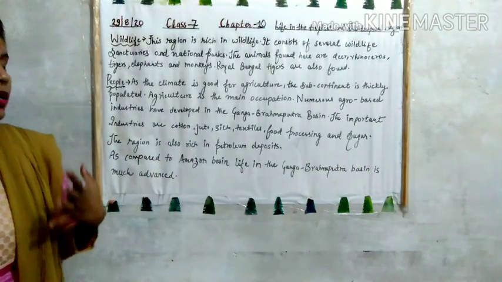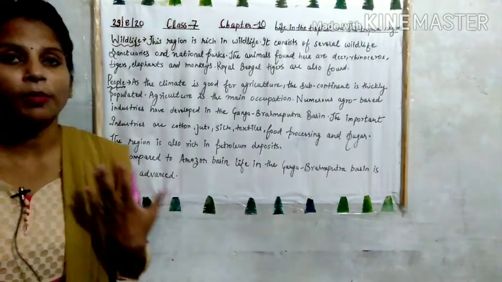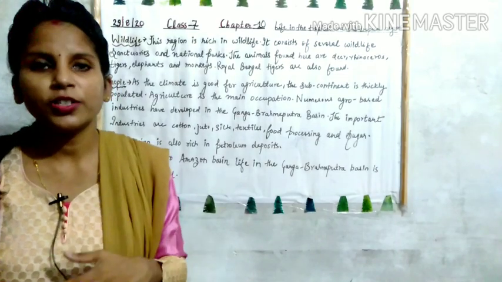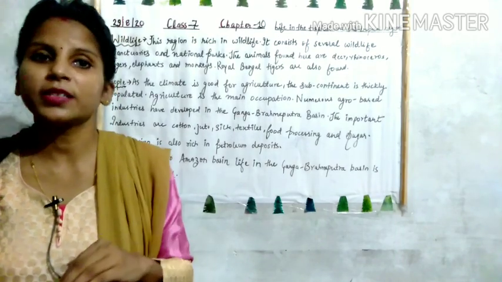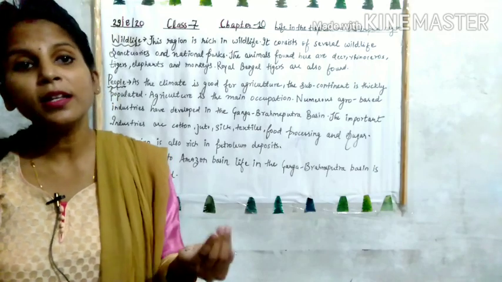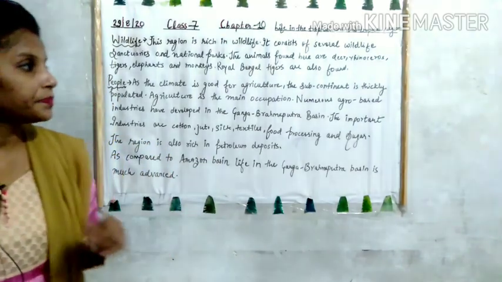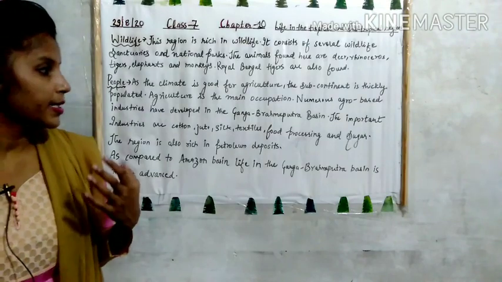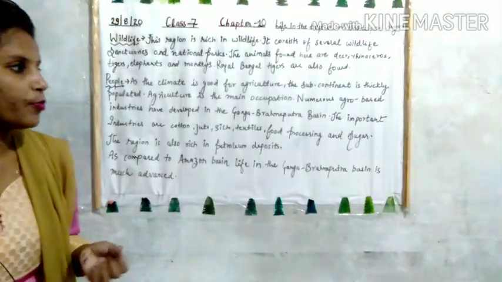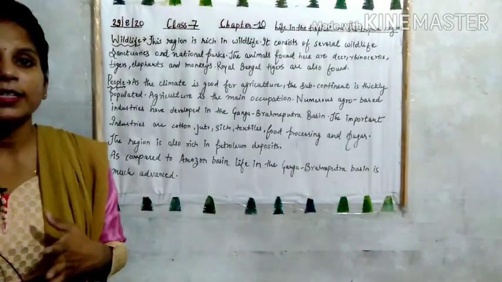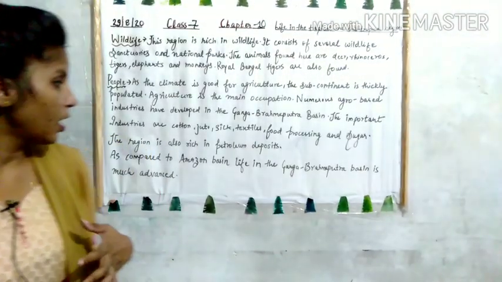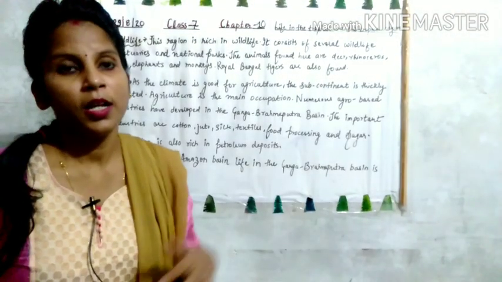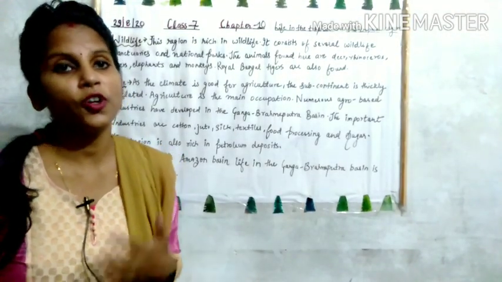Numerous agro-based industries have developed in the Ganga-Brahmaputra basin, and because this area is very good for agriculture, various agriculture-based industries have also been set up in this area. The important industries are cotton, jute, silk, textiles, food processing and sugar, as well as the tea industry. Then the region is also rich in petroleum deposits, and this area has very rich deposits of petroleum.